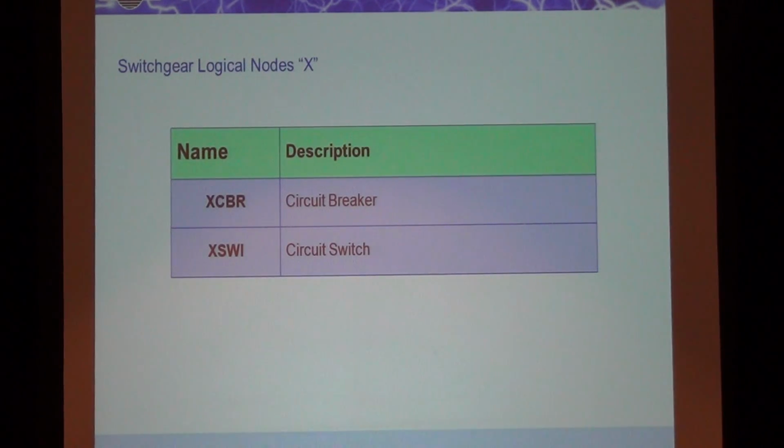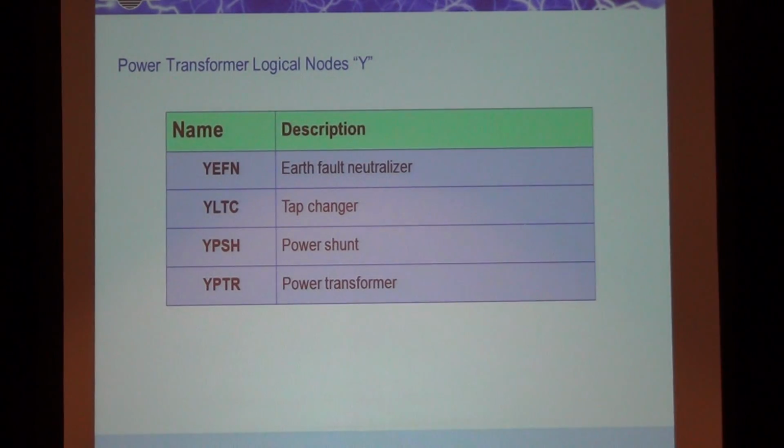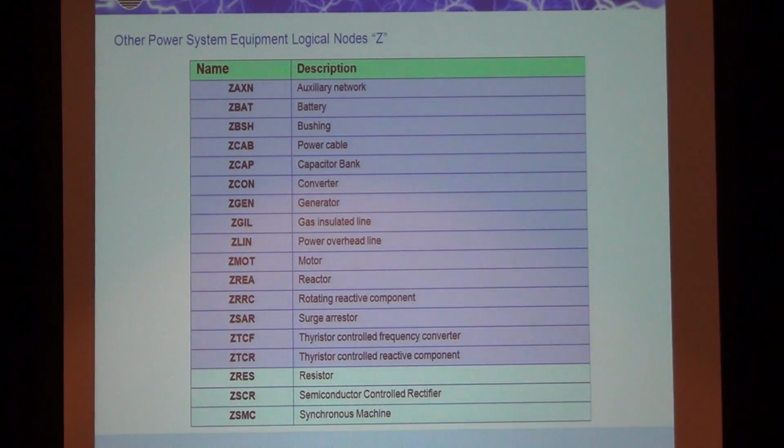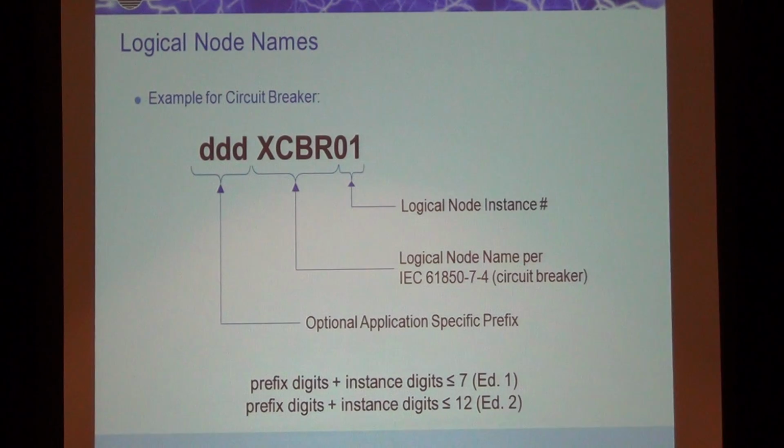Switchgear, circuit breaker, circuit switch, power transformers, other stuff like batteries, capacitor banks, resistors, etc. So it's a very comprehensive model. Then there's detailed logical node definitions for each one of these objects.